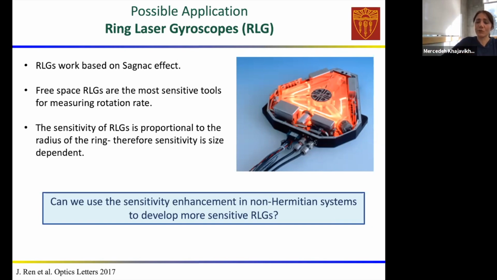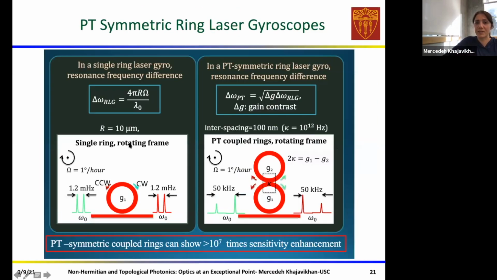So the question was, can we use the sensitivity enhancement of non-Hermitian systems to develop more sensitive RLGs? And here is a schematic that we had in mind. So we said, let's become very ambitious and think about a ring laser gyroscope that is only 10 micron in radius. It's a very small ring laser gyroscope.